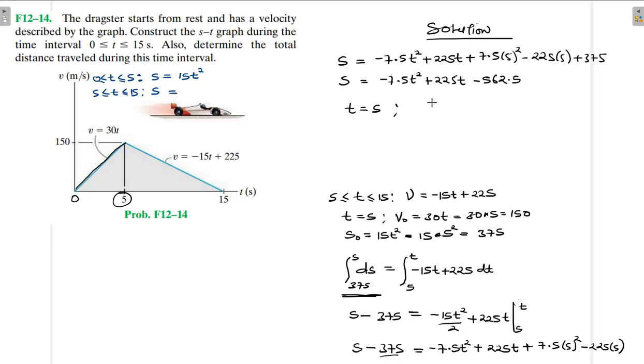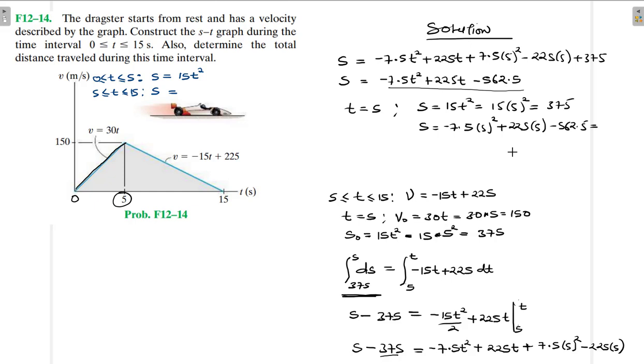I'm supposed to find, if I used this s of 15t squared equal to 15 by 5 squared, what are we getting? If we use this, we're getting 375. So using this equation also, I'm supposed to find this at t is equal to 5 seconds because there's a continuation. So s is equal to minus 7.5 t squared, which is 5, plus 225 by 5 minus 562.5.